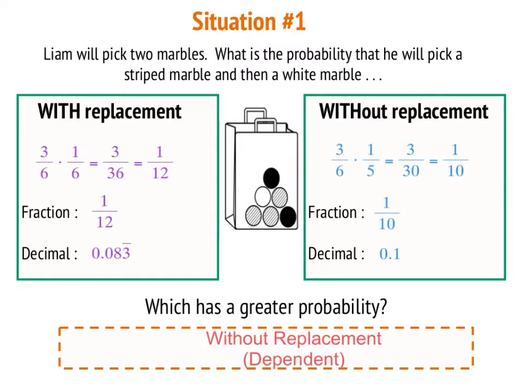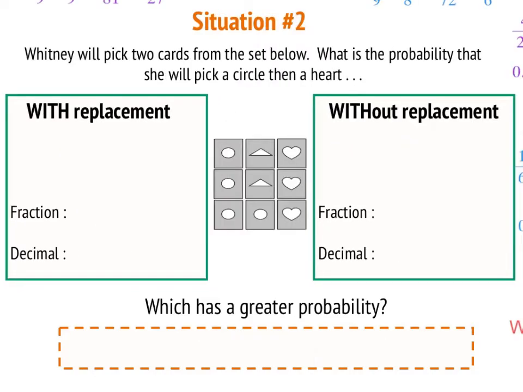Let's take a look at the second situation. So here we are at the second situation, and it says Whitney will pick 2 cards from the set below. What is the probability she will pick a circle and then a heart?